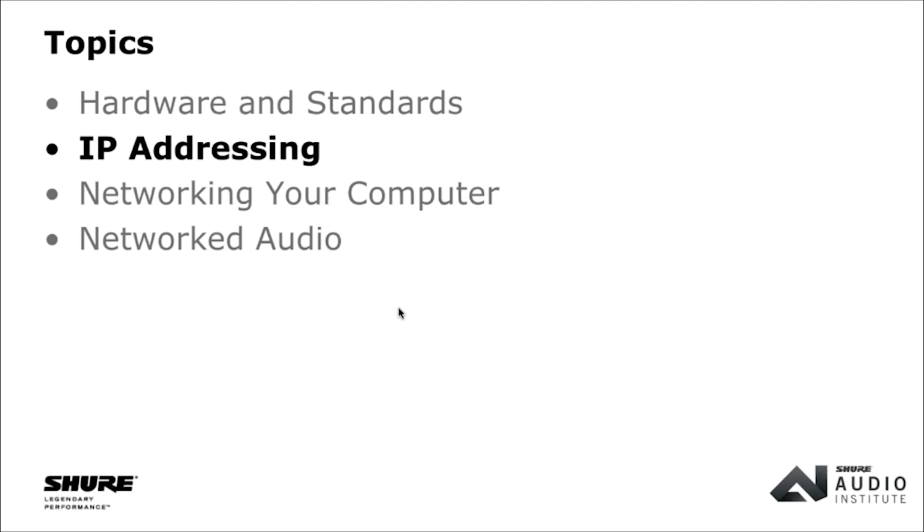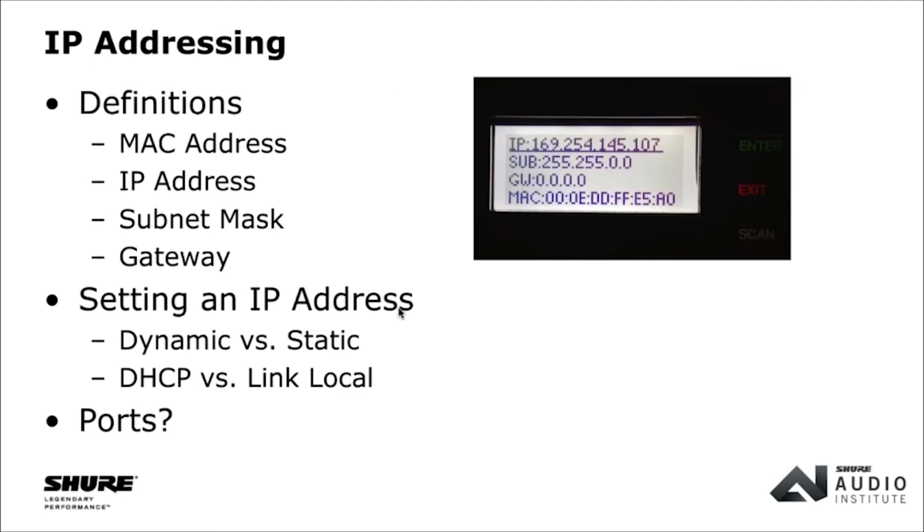And IP addressing is probably the most common thing that users end up having to encounter and needing to configure appropriately to make sure that the specificity can be there in a network. So just some quick definitions about terms that live in this world. There are things like MAC address, IP address, subnet mask, and gateway, which we'll discuss. And then we'll dig a little bit deeper into how to set up IP addresses.